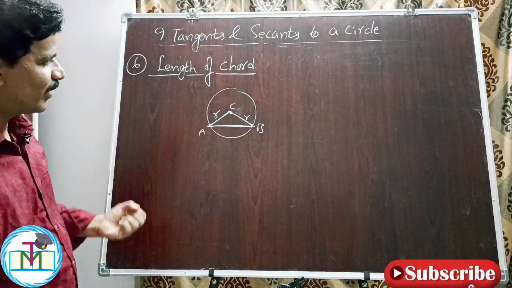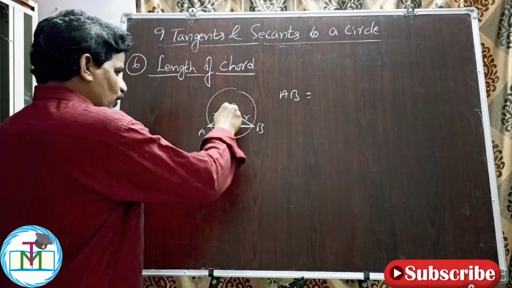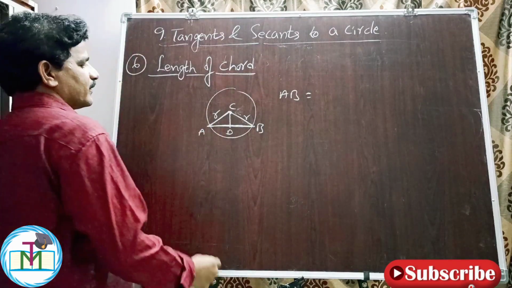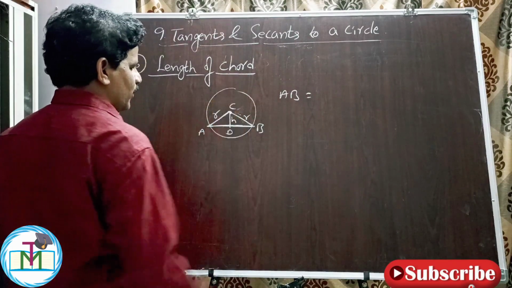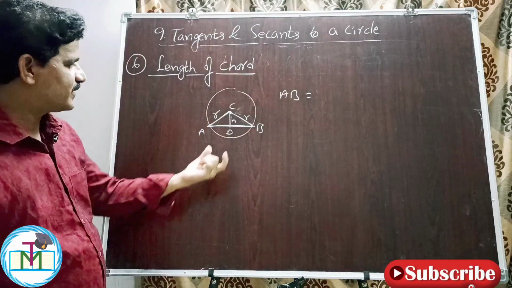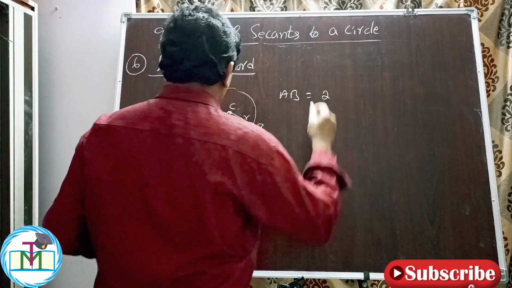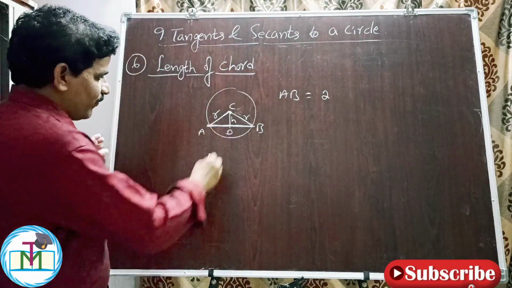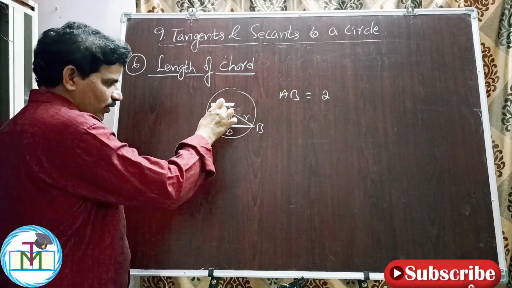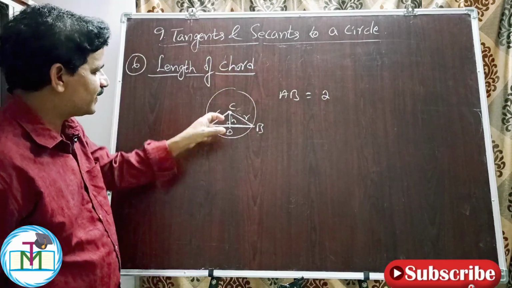Now I want the length of the chord. The length of the chord is given by one small formula: AB is equal to... Here I can draw a perpendicular. That point can be taken as D, and I can take this as some H. So I want AB. AB is nothing but 2 times AD, or AB is nothing but 2 times BD. I can write either. So what is AD? It is a right angle triangle: this is one side, this is the other side, and this is the hypotenuse. By Pythagoras theorem, we know that hypotenuse square is equal to side square plus side square.